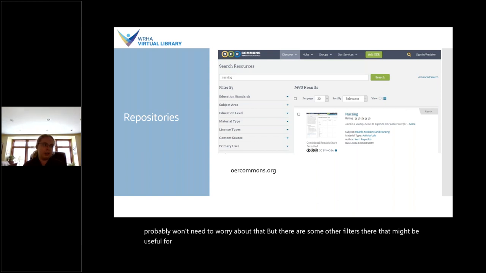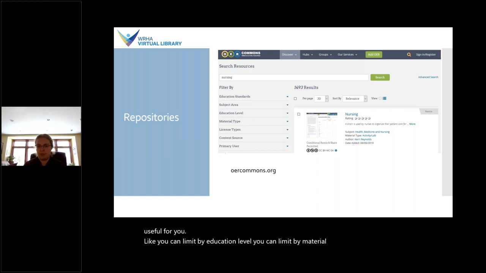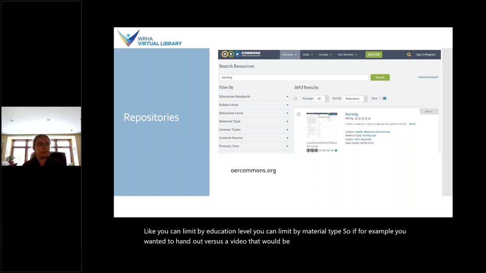Like you can limit by education level, you can limit by material type. So if, for example, you wanted a handout versus a video, that would be where you would find that. And then you also have that license type filter. So that refers to those licenses that I was showing you previously.